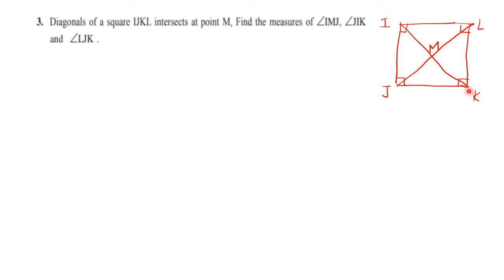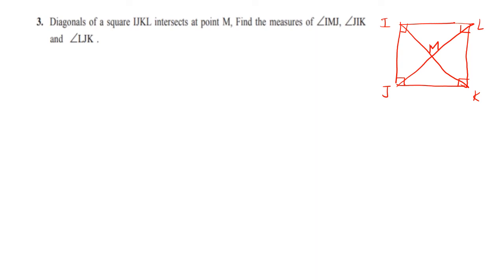Now JIK is half of JIL. So this is 90 degrees, and half of this would be 45 degrees. Similarly, LJK is half of IJK. If this full angle is 90 degrees, half would be 45 degrees. So this is how we solve it. IMJ we have found as 90 degrees because the diagonals of a square are perpendicular to each other, and the others, because they are half of 90 degrees, we have got as 45 degrees.